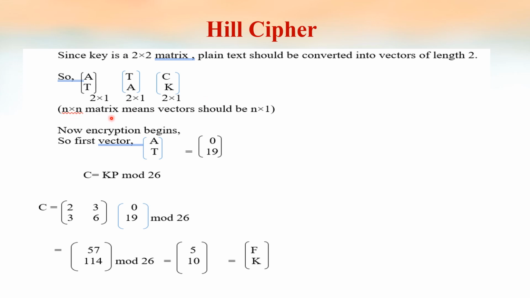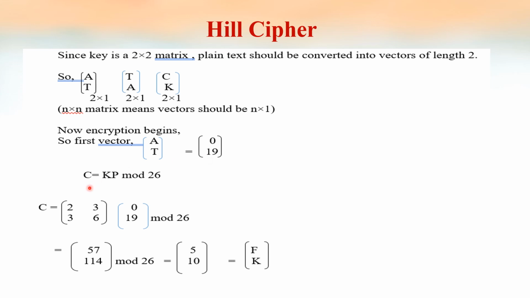An N by N matrix key means the vectors of the plain text should be N by 1. So it is a 2 by 2 key, which means the plain text should be written as 2 by 1 matrices. Now encryption begins. We will encrypt AT, then TA, then CK. First we consider AT, and write the corresponding values in number form. For A it is 0, for T it is 19.